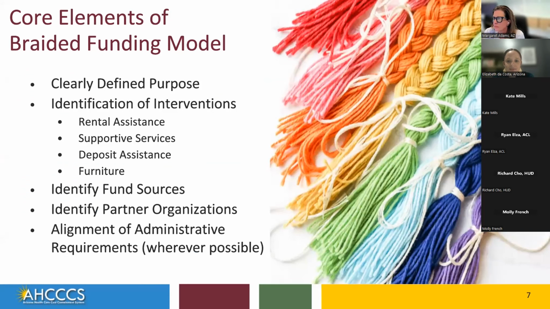So we see these braids here. This is our goal and our mission, to get to this colorful, brilliant ability to seamlessly braid our funding resources together to be able to help serve and support members in need. We agree the core elements of a braided funding model first include a clearly defined purpose. So we all want to make sure that we are striving towards that same goal.